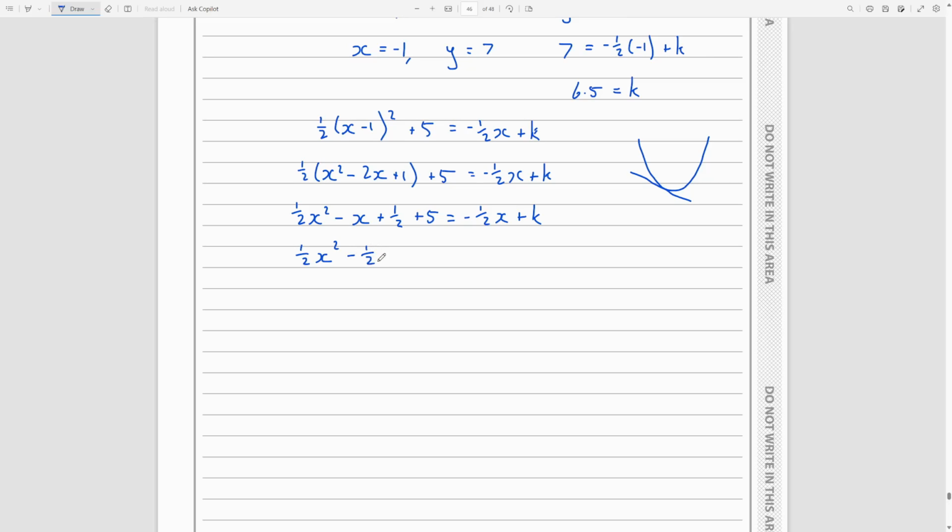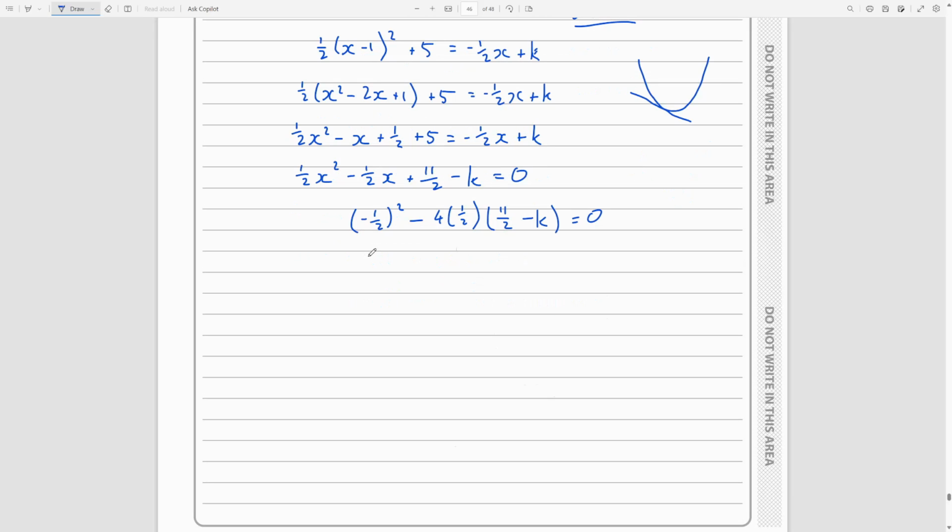Everything over to one side, half x squared minus a half x, since minus x minus minus a half x is minus a half x, unless I've done something silly there. Then you've got half plus 5 minus k. So it's plus 11 over 2 minus k. And this is the equation which should have a repeated root, which means that b squared minus 4ac should equal 0. Okay, expand all of this.